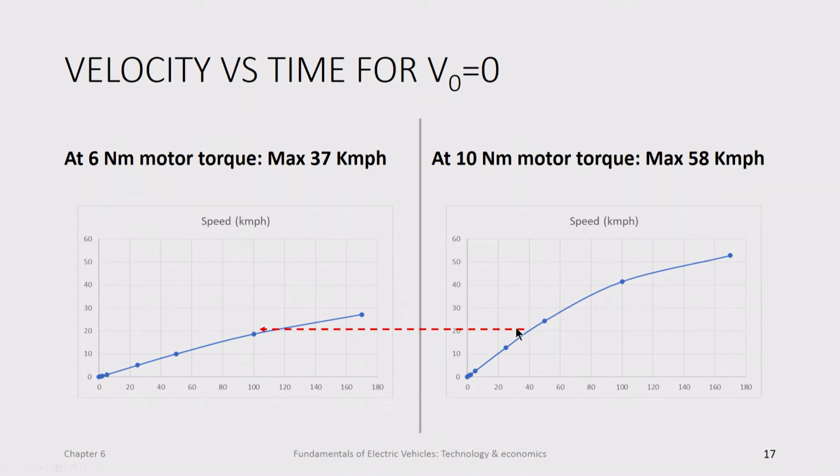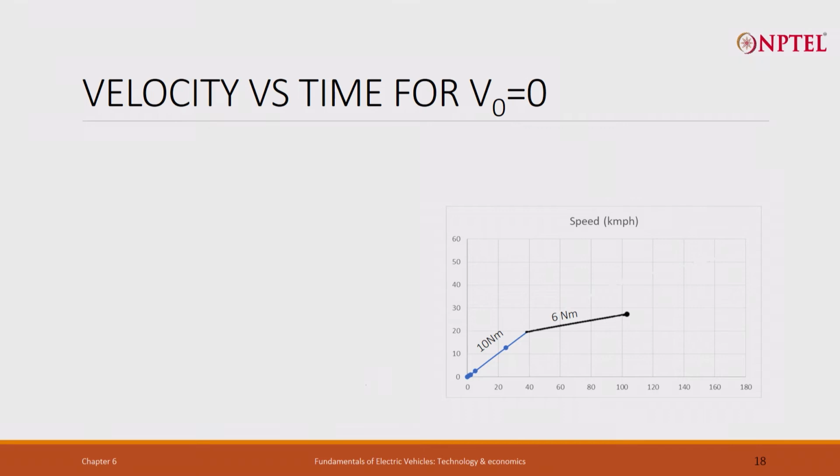Then subsequently I will be travelling in this graph. So I have travelled initially like this and then I am travelling like this. So by assembling the two together, I can construct my overall velocity versus time graph for the case where the torque is changing midway through the ride. So far is it clear? No problem?